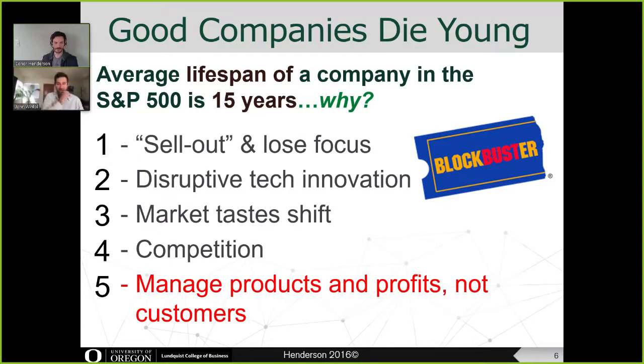I think managing products and profits, not customers. So, sometimes companies, if they're driven by shareholders and they're trying to grow as fast as possible, it's really easy for that to trickle down to the sales reps at the company, where the sales reps have these really high targets because they have to meet the numbers of the executives, and they're getting pressure. And so the sales reps will just sell whatever they can, even if it's not going to work.